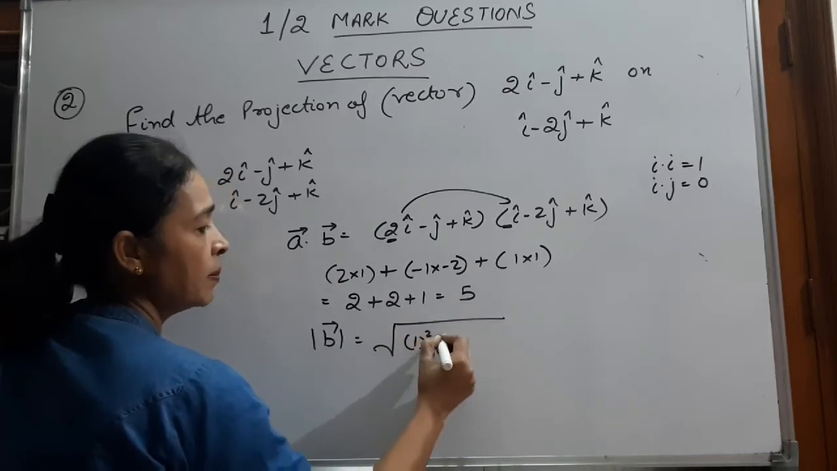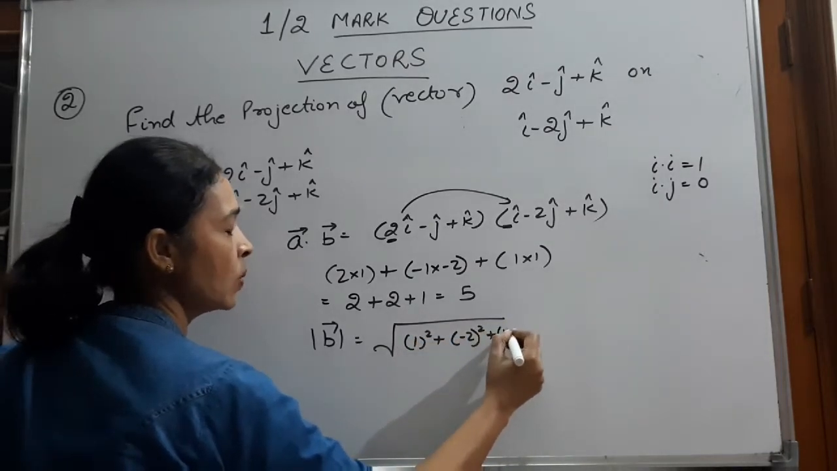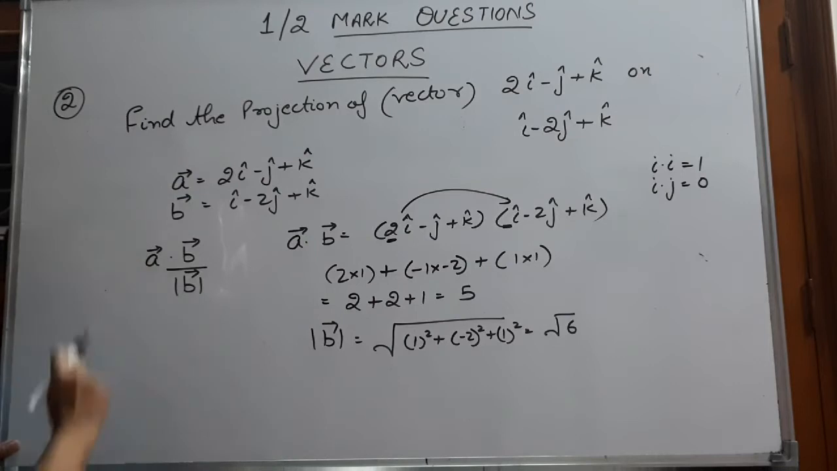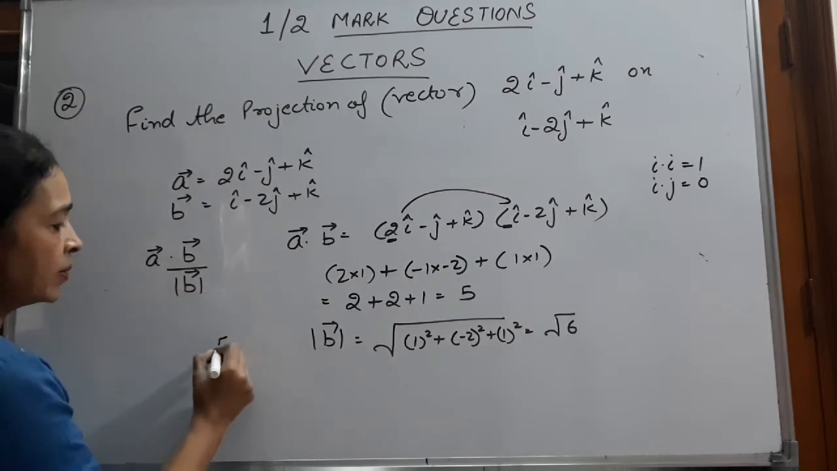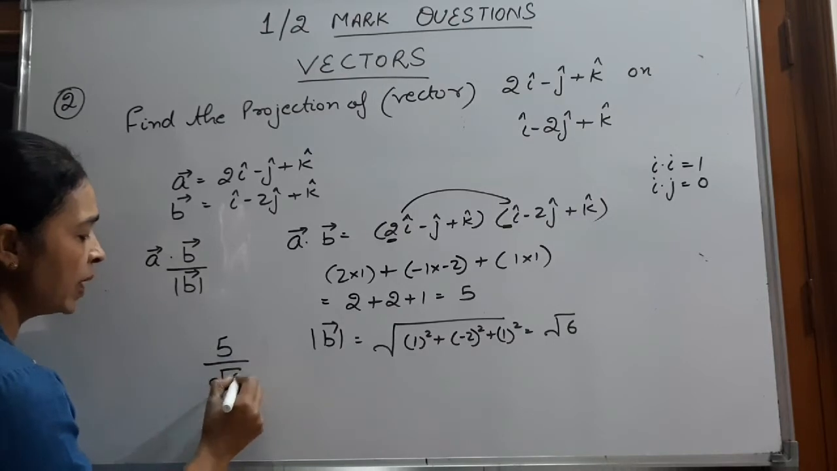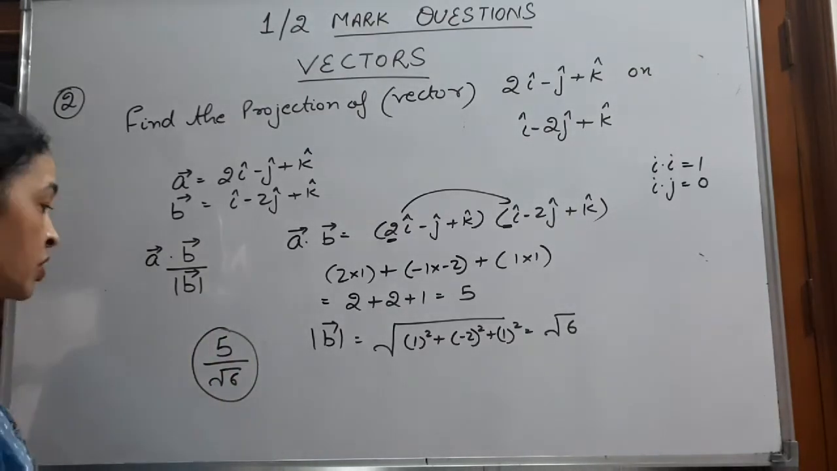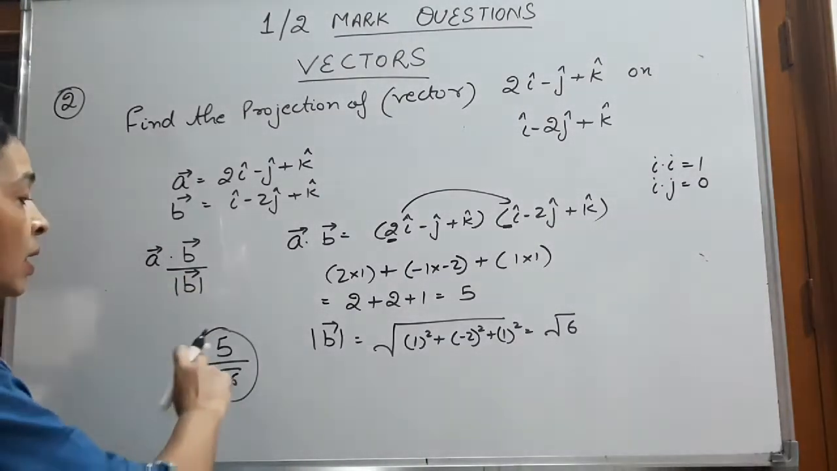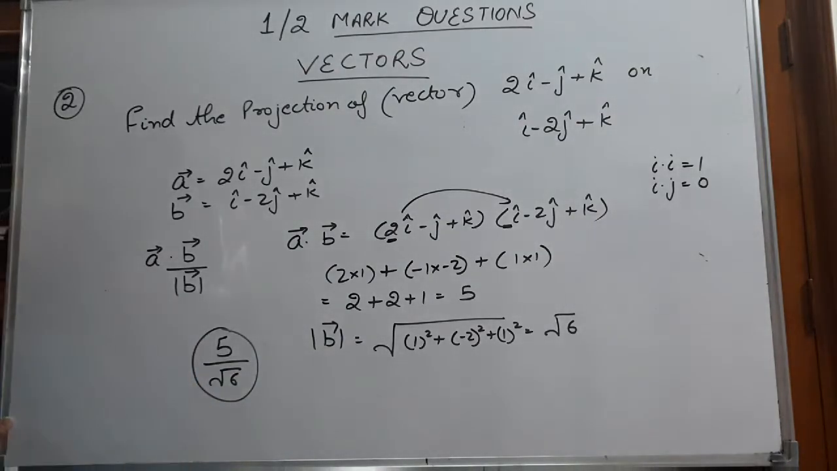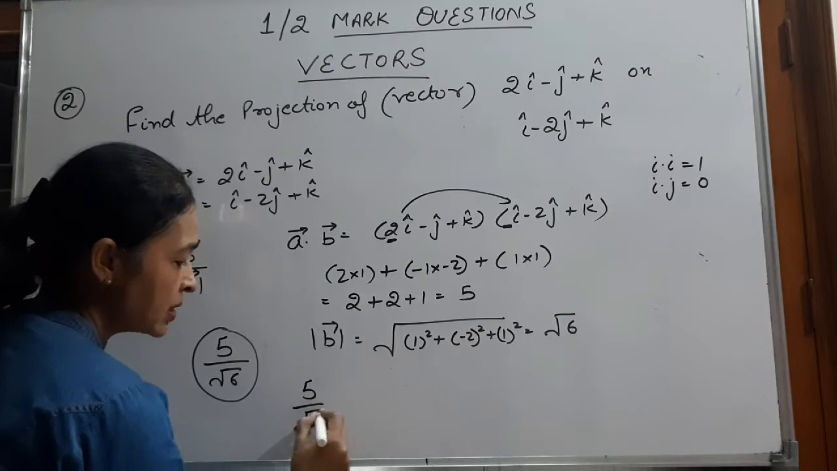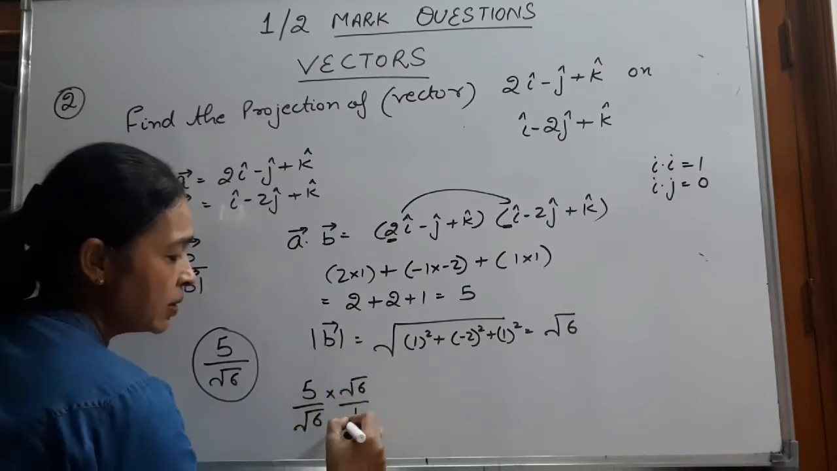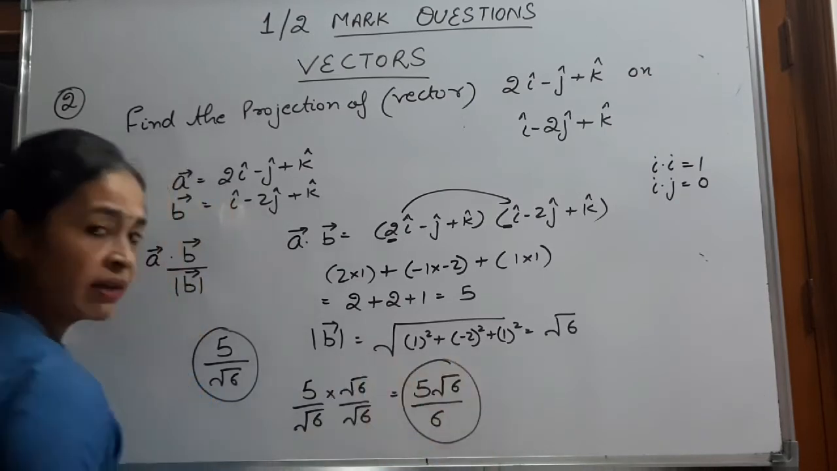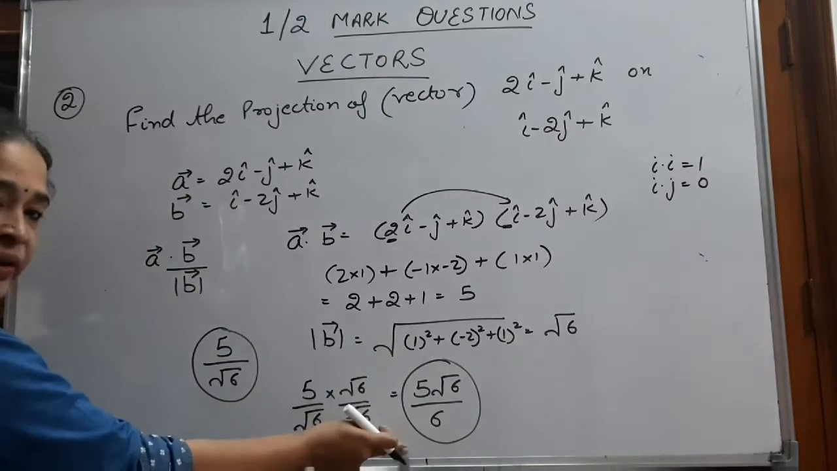Root of 1 square plus minus 2 square plus 1 square, that is root 6. Now the projection of vector A on vector B is A dot B, that is 5, by magnitude of B, 5 by root 6. But we don't write an irrational number in the denominator. If options are given, you have to see which answer is correct. We will rationalize it with root 6. We can write it as 5 root 6 upon 6. If an option is given, you will check accordingly. Otherwise, you will write the answer as this.